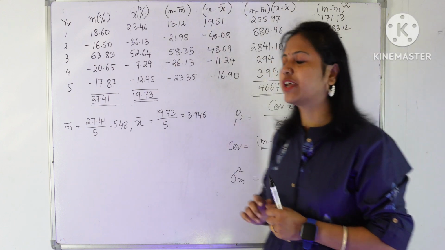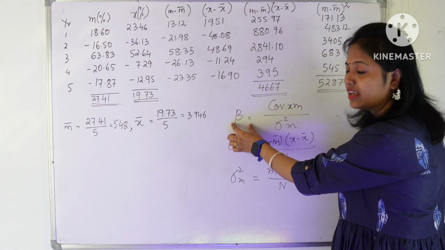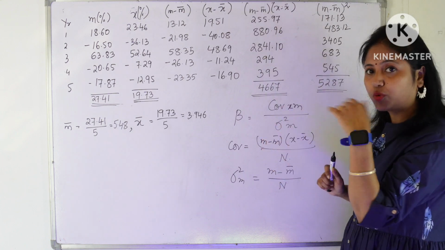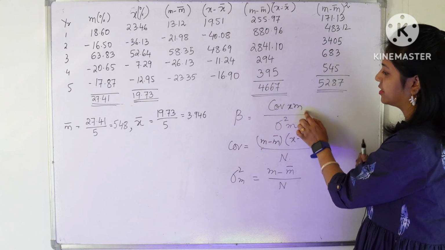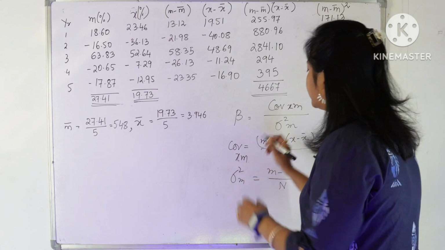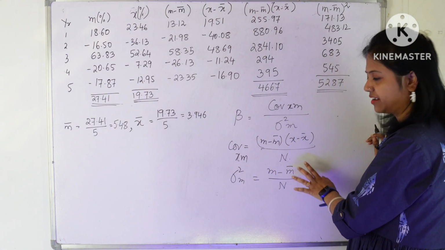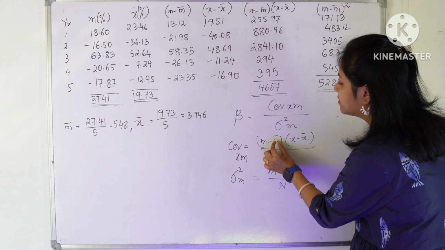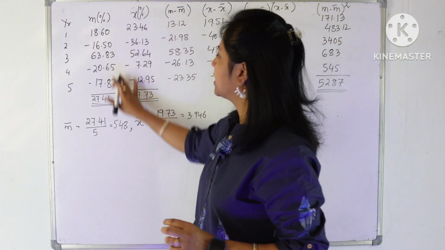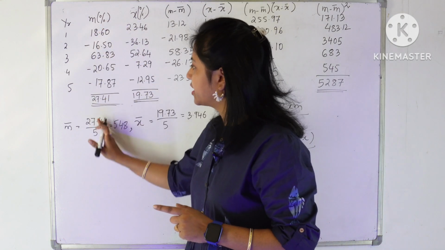Let's understand how to calculate covariance of X and M. First we will write the formula. Next, from the formula, let's find out what is required. The formula of covariance between X and M is sigma M minus M bar into X minus X bar divided by N. Now what is required? M minus M bar. Now M is the market but we don't have M bar. M bar means the average market returns.